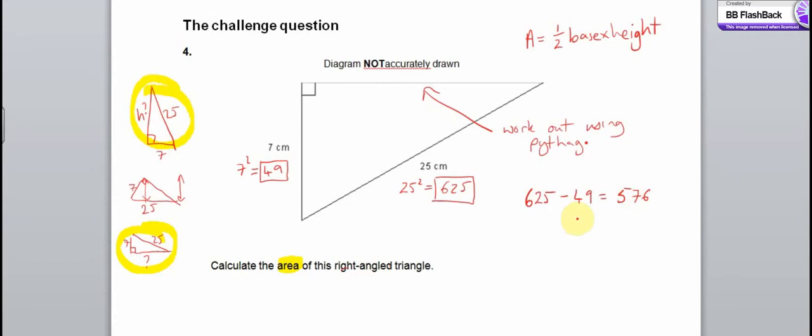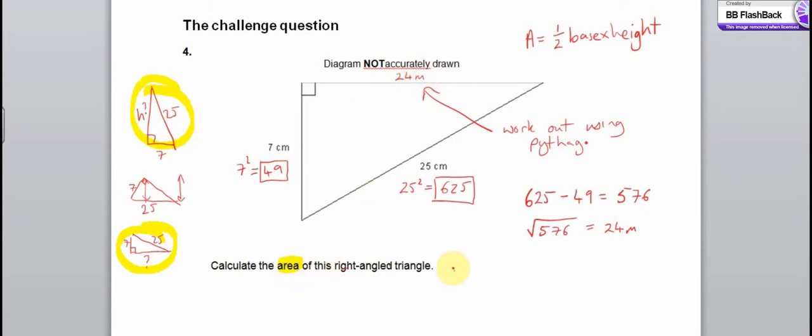576. Clearly that side is not 576 meters, that wouldn't make any sense, so we go to our third and last step, which is the square root. And that's why you need a calculator for this most of the time. And that gives us 24. So this side is 24 meters. But we haven't finished, have we? We want to work out the area.